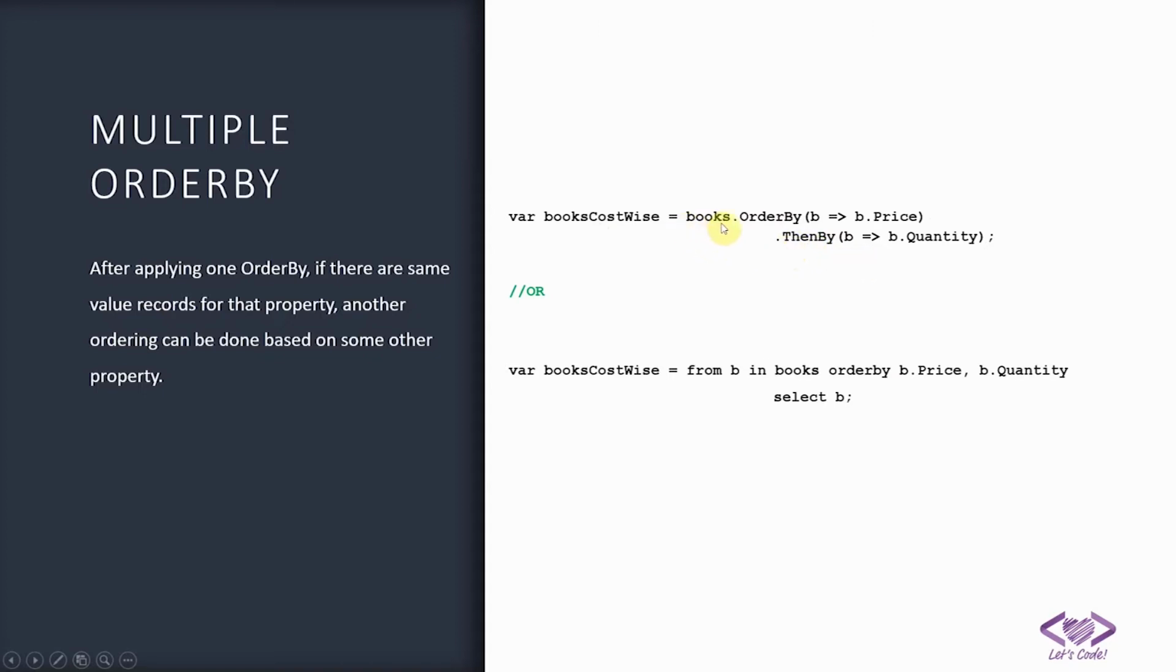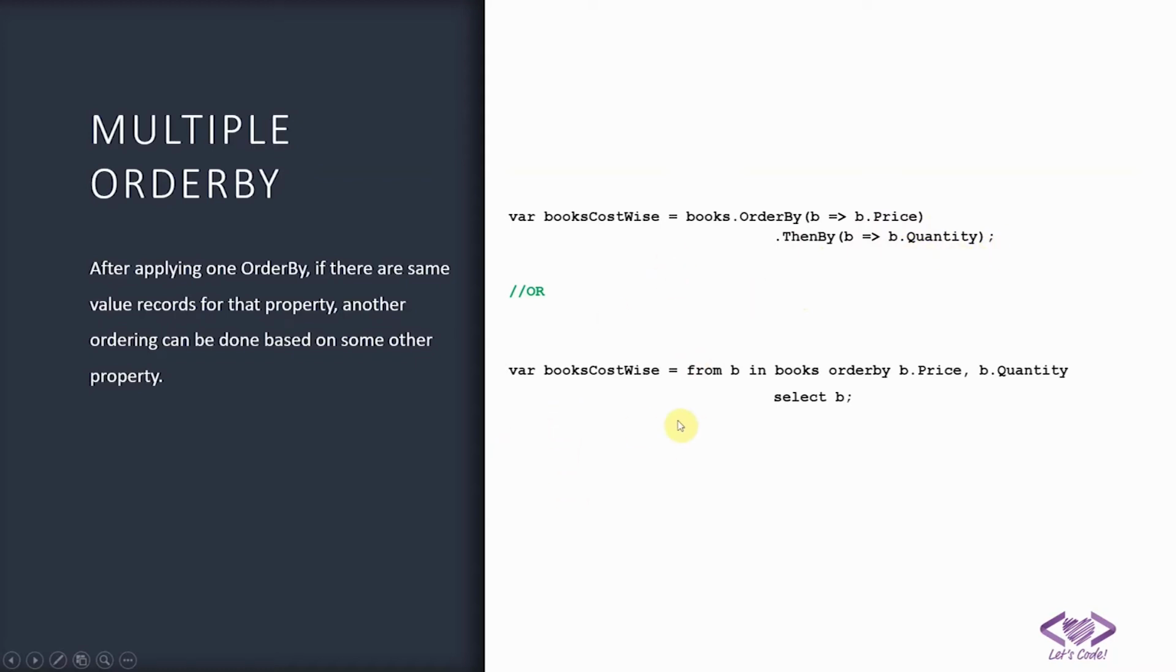So you will have to use books dot order by b dot price. It will first order it based on the price. If at all there are 2-3 books which are of same price and you want to order them based on the available quantity, then you have to extend this by saying dot then by b dot quantity. So first it will order based on price, and if the prices are same, out of that set it will be ordering it based on the quantity which are available.